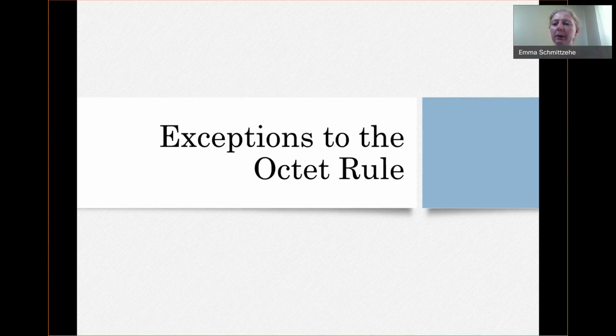Okay, let's talk about exceptions to the octet rule. So remember, the octet rule just basically says that atoms are going to try to obtain 8 electrons in order to be stable. So they're going to bond in order to obtain an octet. And that could be by actually taking electrons from something, like in an ionic compound, or it could be sharing electrons in a covalent compound.